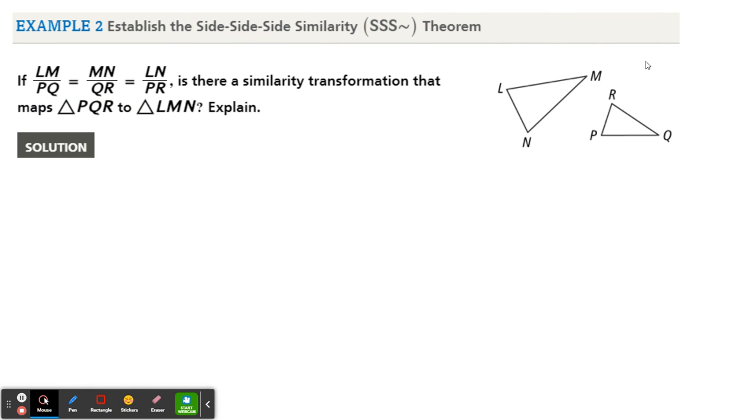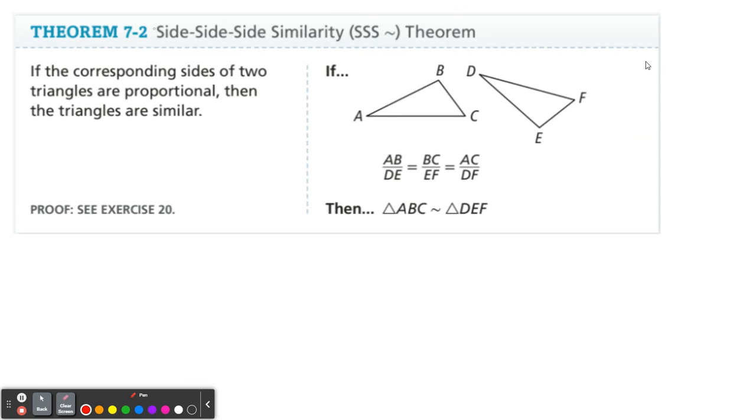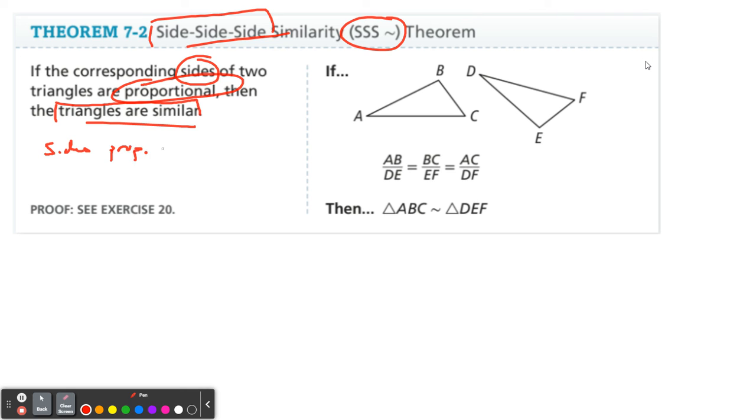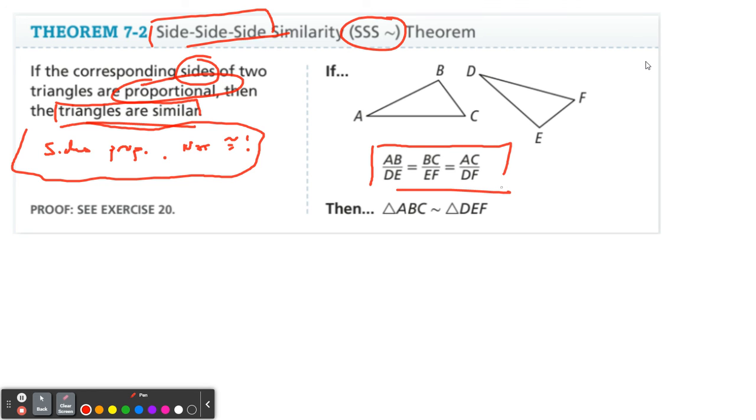Okay, so the next slide talks about the formal side similarity theorem. So here it is again, SSS with a squiggle. If you have corresponding sides of two triangles that are proportional, right? So if the sides are proportional, such a big idea, not congruent, proportional. One set's smaller than the other. If they're proportional, then the triangles are similar. So again, sides proportional, not congruent. Right? There's a difference. This extended ratio is very, very important.